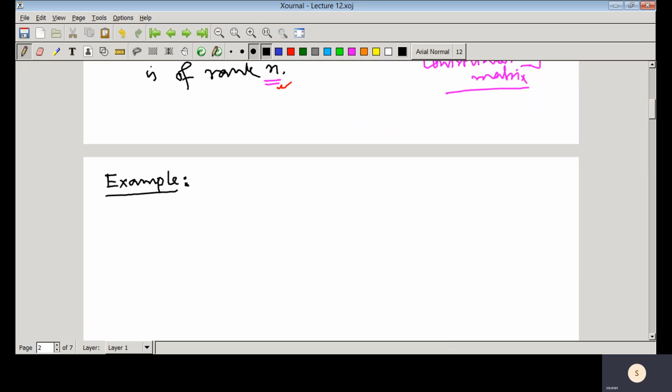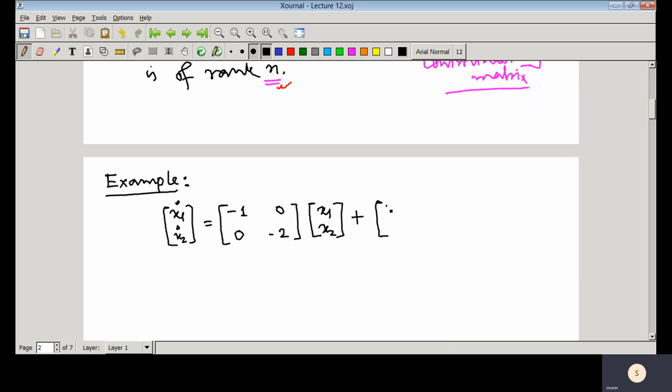Here I am taking a simple example, say x1 dot, x2 dot. As I have just pointed out, controllability depends on the A and B matrices. So that's why I am not writing the output equation. I am just writing only the system equation. So this is your A matrix and this is your B matrix.